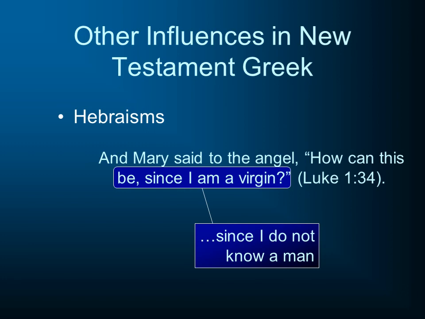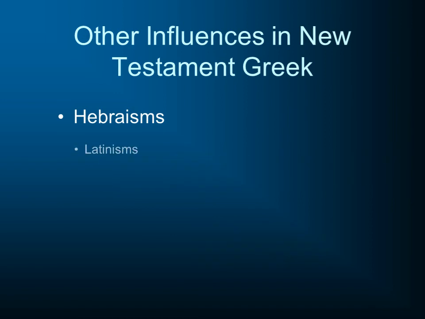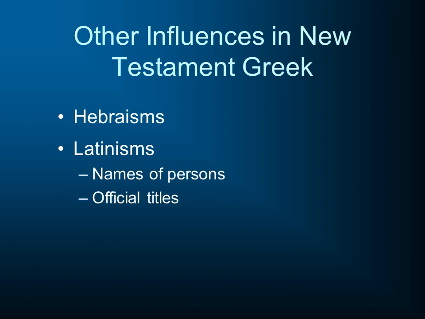They could probably figure out what that was talking about, especially since she mentions the virgin part. But that's a Hebraism. It's a way of speaking in Hebrew that says that she had not participated in any sort of sexual relationships. Now, another influence that we have, less so, is Latinisms, although these are probably more just in the area of names. So the names of people, sometimes they have Latin names instead of Greek or Hebrew names. Also, we see this in the presence of some titles, sometimes official titles. We have the Latin title, even though it's in Greek letters, but it's really a Latin word instead of a Greek word.